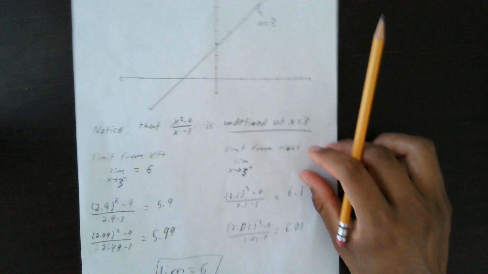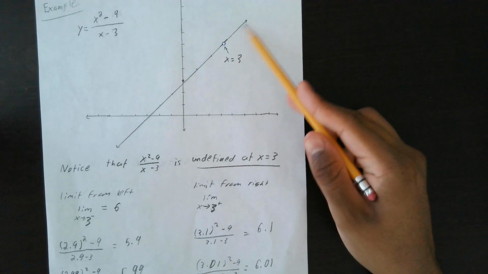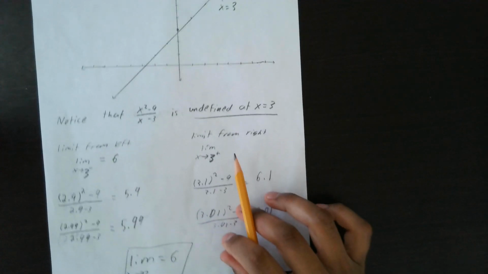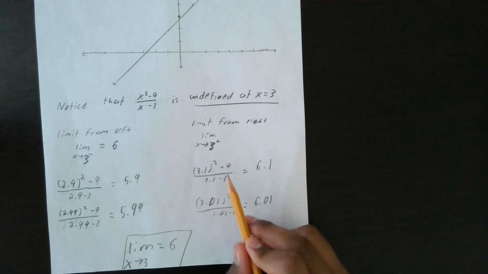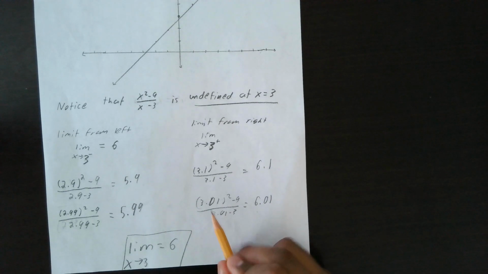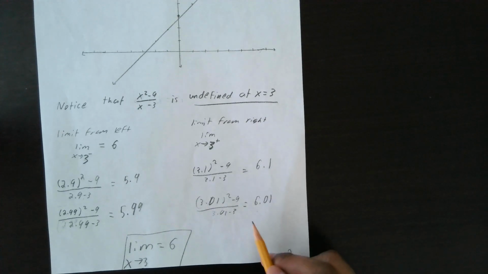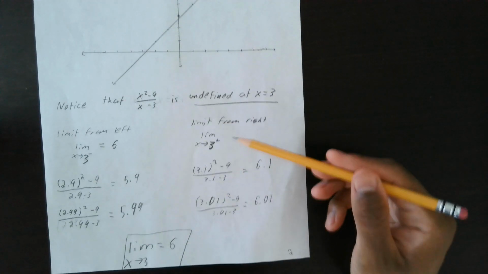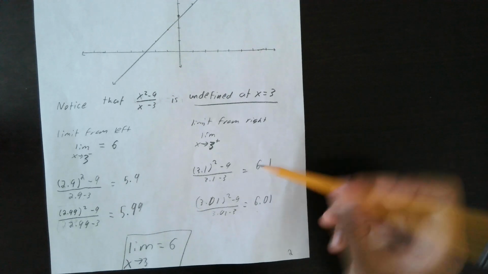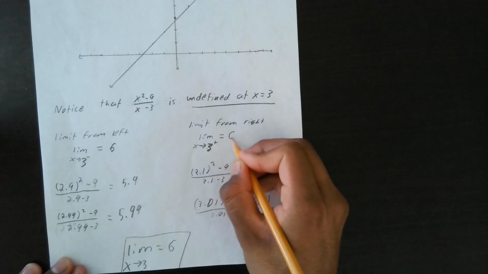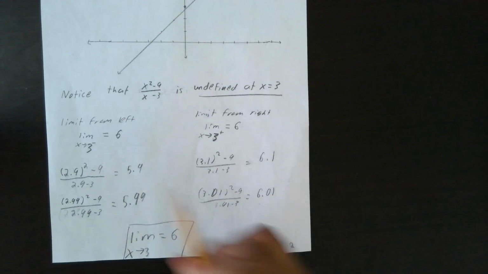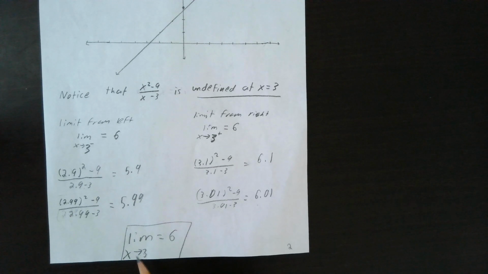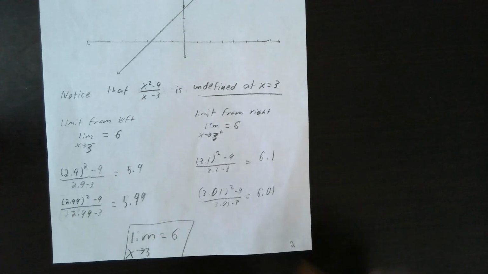Now let's look at the limit from the right. So as we come in from this way, if you were to plug in 3.1 for x, you get a y value of 6.1. If you plug in 3.01, you get 6.01 for y. So we intuitively know that the limit from the right is equal to 6. And since the limit from the left side is equal to the limit from the right side, then the limit as x approaches 3 is equal to 6.